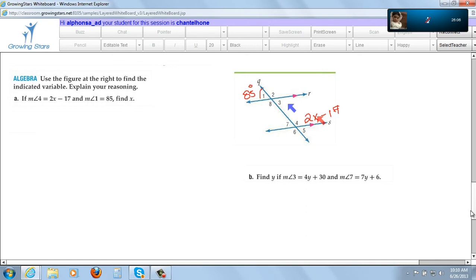No, we cannot apply all those. See here, this is 85, right? Correct. So this will be 85. Then what is the relation between these two angles? They're parallel, so they're congruent. Not congruent, they are supplementary, right? Yeah. So that means when we add 85 and 2x minus 17, that will be equal to 180.